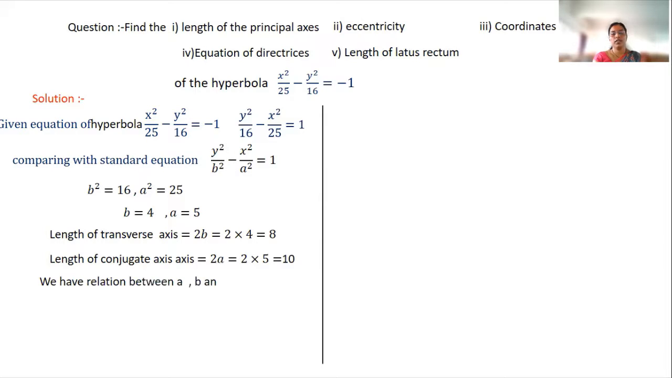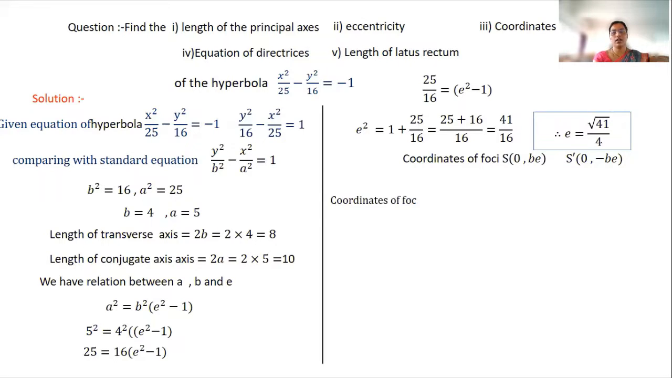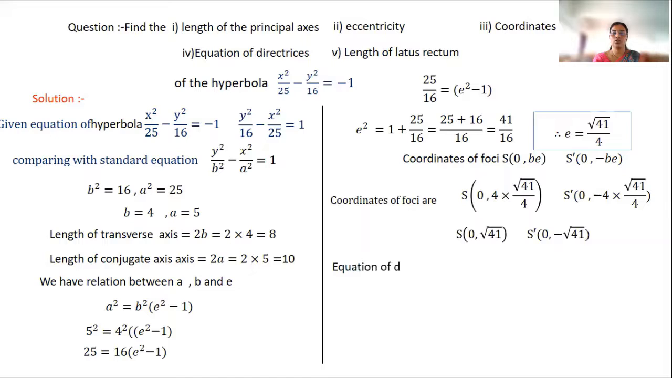We have the relation between a, b, and e. We use this for finding eccentricity. We know a square is b square into e square minus 1. Putting the values of a and b, we get e square is equal to 1 plus 25 upon 16, that is 41 upon 16. That is, e is equal to root 41 upon 4. Then the coordinates of the foci, this is for the conjugate hyperbola, are S (0, be) and S dash (0, minus be). S is (0, root 41) and S dash is (0, minus root 41).